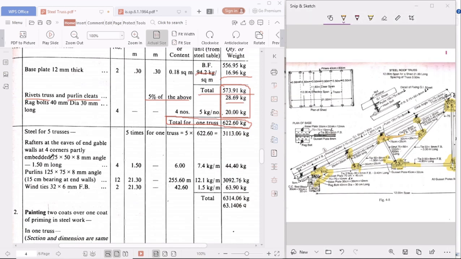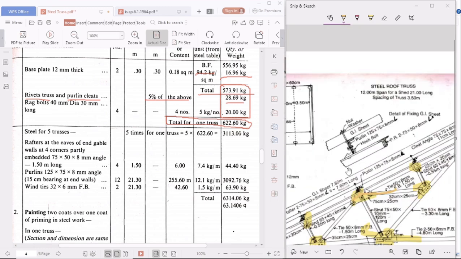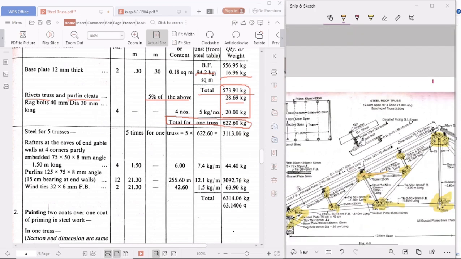Now rafters at the eaves of the end gable wall at 4 corners, partly embedded. What we are talking about here is 75 into 50 into 8 mm for the rafters. For the principal rafters, to provide the support, another 1.5 meter long rafters will be taken. On that we are placing the GI sheets. GI sheets are placed above the principal rafter, but in between them we can see the purlin. Purlin also will be there to support the GI sheet.